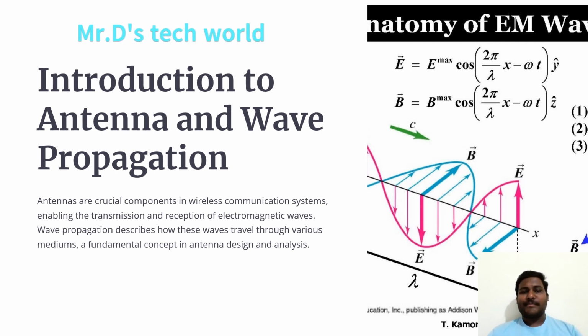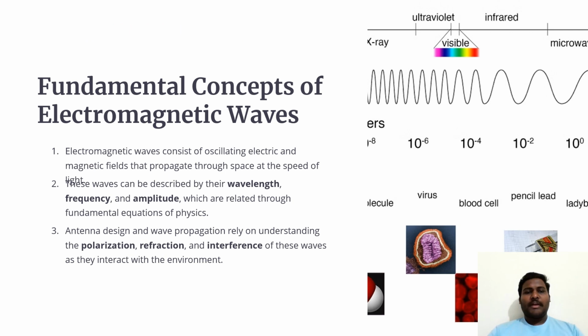Let's move to the next slide. Coming to the fundamental concepts of electromagnetic waves. An electromagnetic wave consists of an oscillating electric and magnetic field that propagates through space at the speed of light. Means electromagnetic waves are formed when electric and magnetic fields pass through a particular space with the speed of light. These waves are described by wavelength, frequency, and amplitude, which are related to the fundamental equations in physics.